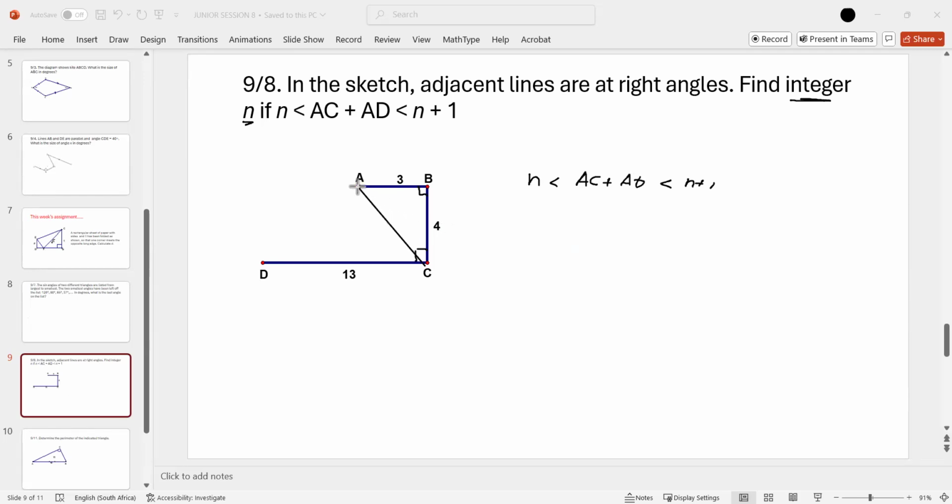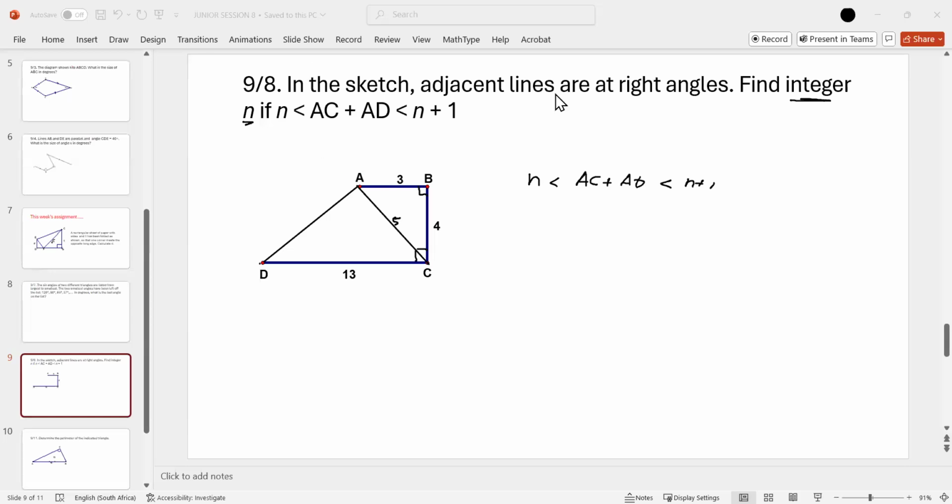Now, AC is easy to calculate because AC is the side of a right angle triangle whose sides are 3 and 4. So you use Pythagoras, and 3 squared plus 4 squared, you'll get this is 5. And then you got AD also. Now, how do you find AD? That's an interesting thing. You've got this is 5, you got this is 13.